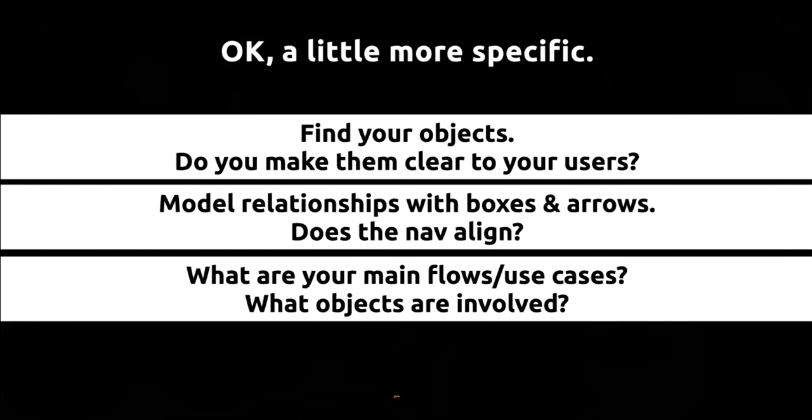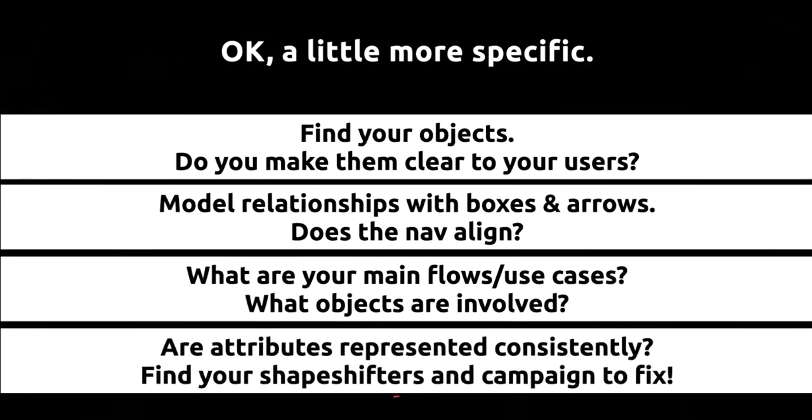Okay, what are your main flows and use cases? What objects are involved? So do a little bit of an audit there. Say, okay, here's what users are trying to do within this system. How directly manipulable are my actual objects? If they're looking at that object, can they actually do it from the object? And are your attributes represented consistently?